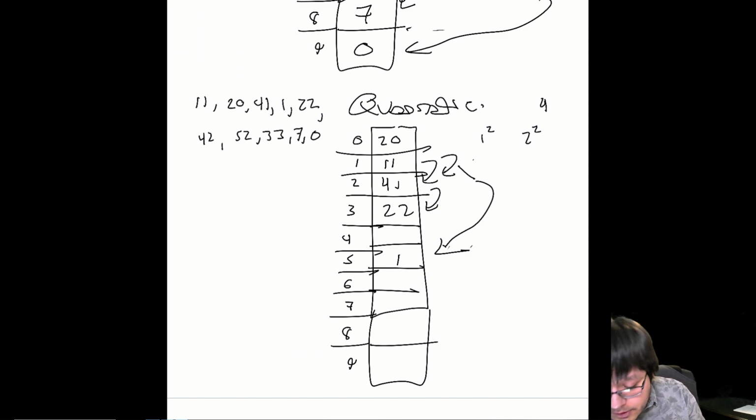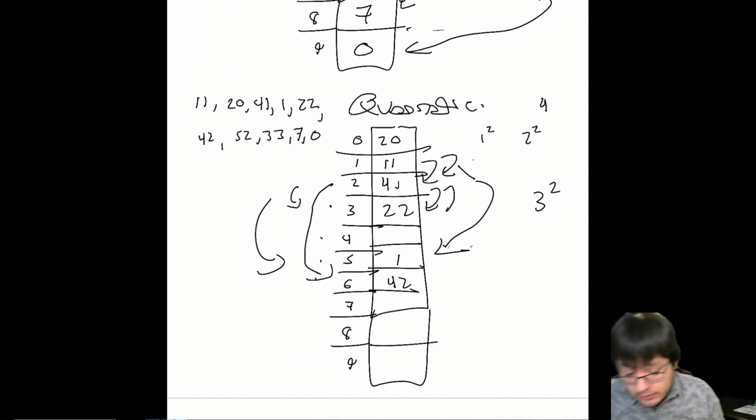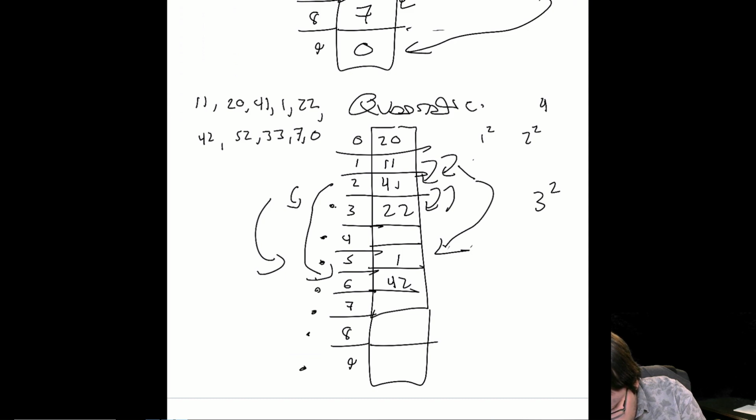42. That one's going to go four spots because of the collisions. So 1, 2, 3, 4. So 42 will go here. 52. That's actually going to go 3 squared, because the first time we try to go here, the second time we try to go there, so the third time it's going to try to go 9 spots from where you started. So you're going to go 1, 2, 3, 4, 5, 6, 7, 8, 9 spots. So right there it's going to try to go in.